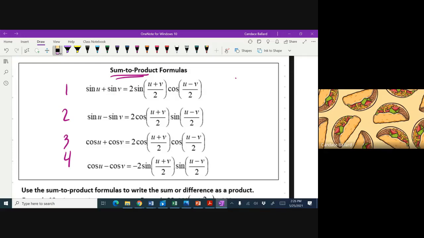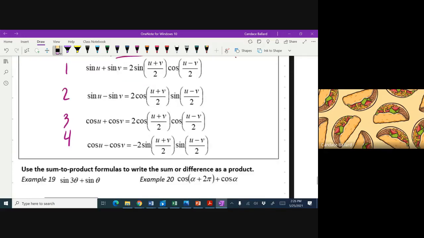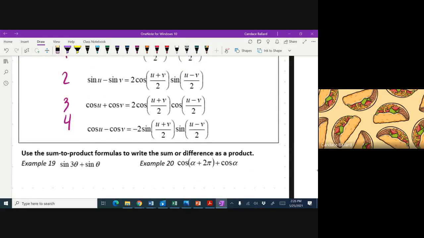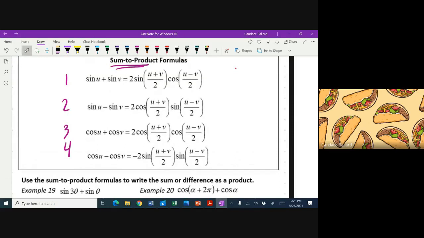Okay, so again, I'm just going to apply the formula that I see. All right, so I have sine 3 theta plus sine theta. So sine plus sine, which formula am I going to apply, everybody? Put it in the chat. I heard it. Good job.